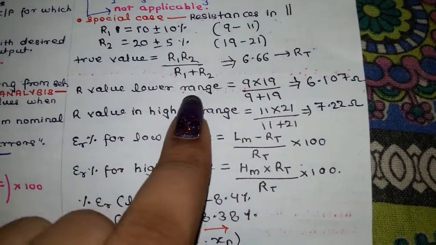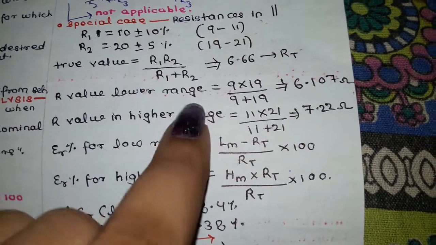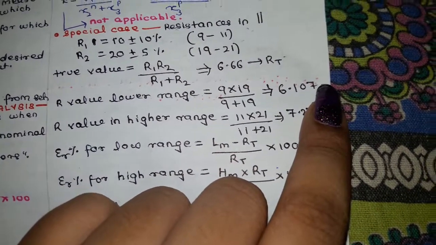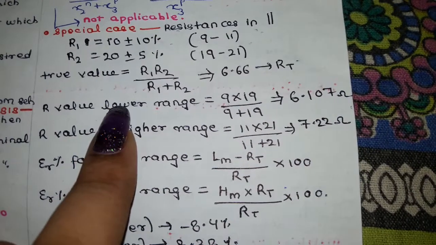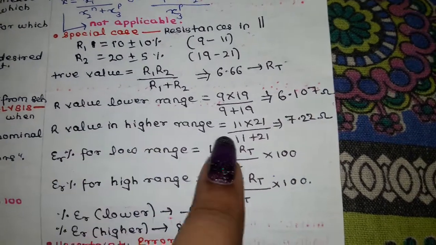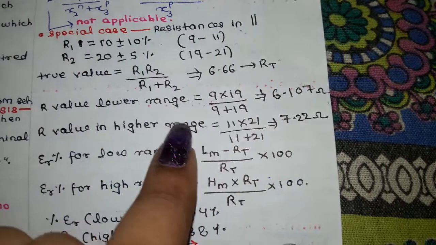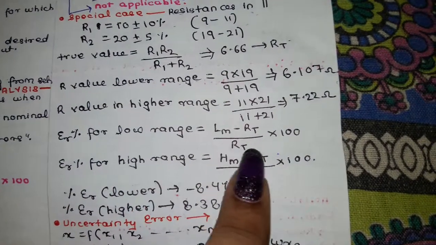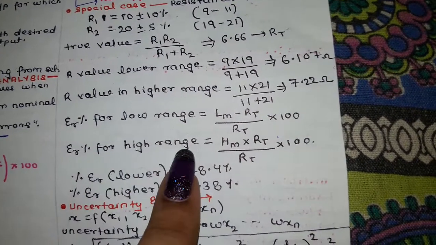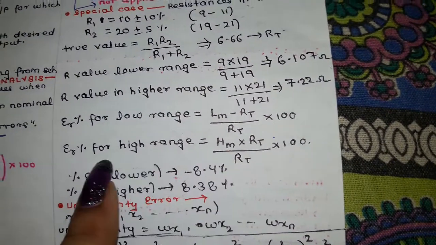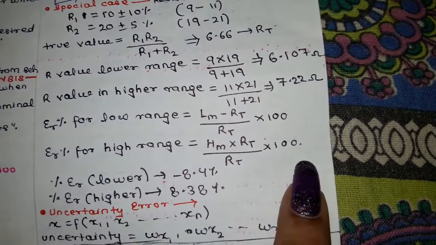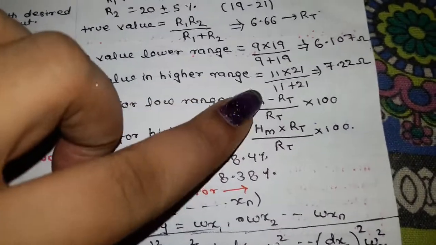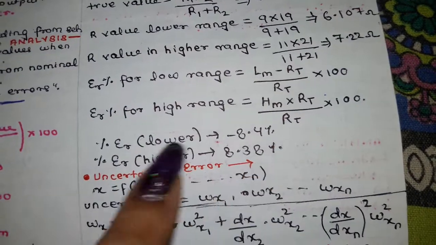Then we take the lower ranges and find the answer, the parallel resistance combination, the equivalent resistance with the lower range. Then we do so for the higher range, 11 and 21. Then we find the percentage error for the lower range, and then the percentage error for the higher range, like so. On solving these two, we get these as the answers.